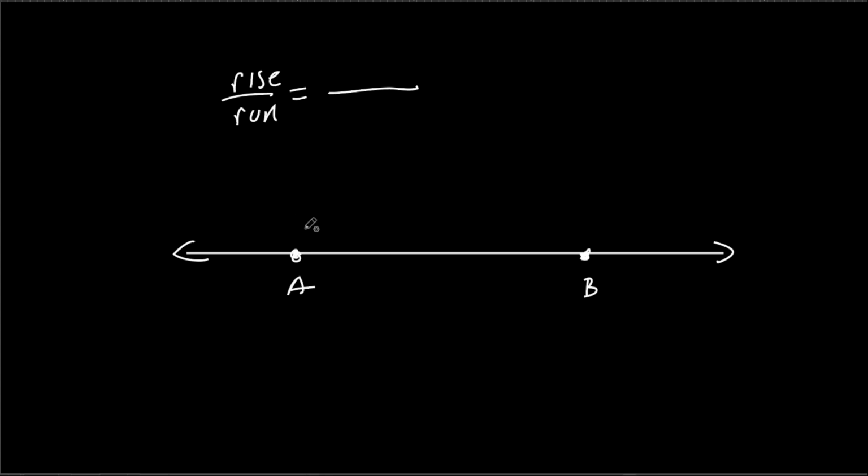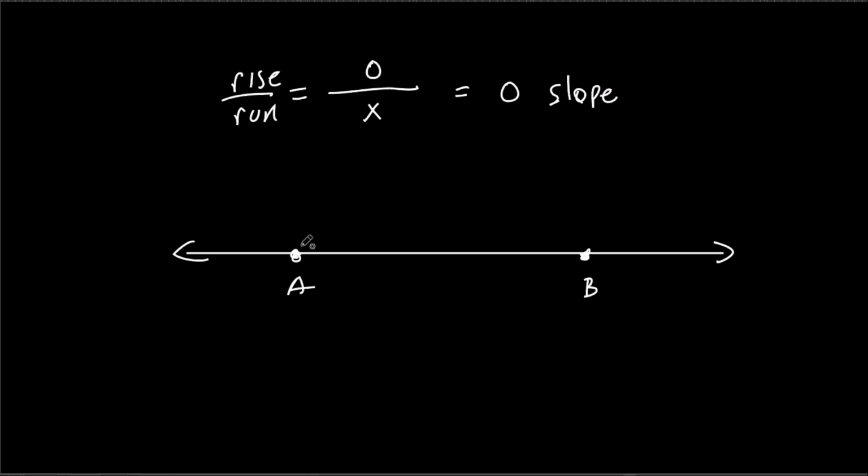You don't go anywhere up and down, do you? All I do is go across. All I do is run. So I go 0 rise and whatever the run is, we'll just call it x. What's 0 divided by any number, except for 0? What's 0 divided by any number? It's 0. So what kind of slope is a horizontal line? It's a 0 slope. There's a big difference between undefined slope and 0 slope.